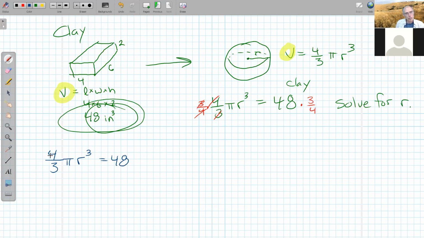The alternative would be to say, okay, I want this 3 out of the denominator, so I'm just going to first multiply by 3. And then do the same thing on the other side. And 48 times 3, that's not too bad. So let's see. 4 times 3 is 12, so that's 120. 3 times 8 is what, 24, so that's 144.